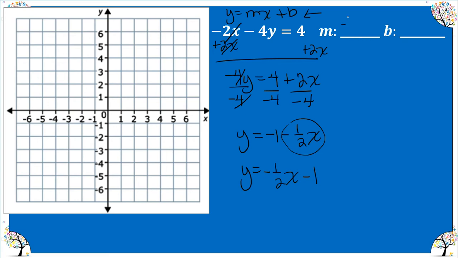Now our slope is -1/2, so we're going to go down 1 and right 2. Our starting point is 0, -1. So let's start at 0, -1, and then we're going to go down 1, right 2, down 1, right 2, and so forth. Now let's plot a few points on the left side of the y-axis. So instead of down 1 and right 2, we're going to go up 1 and left 2, up 1, left 2, up 1 and left 2.